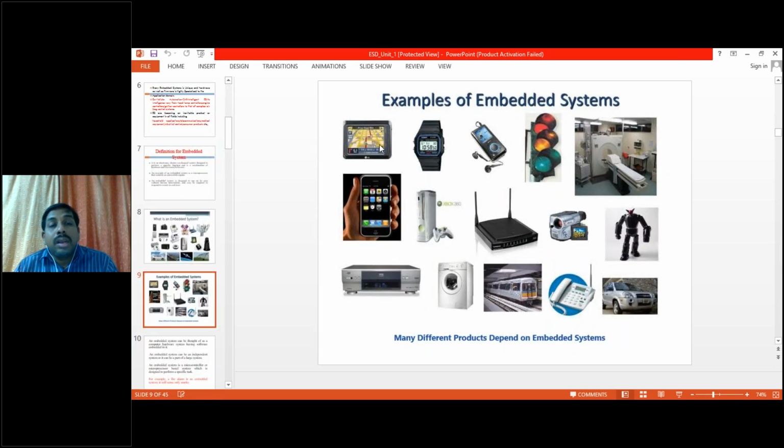This is the pager or electronic video games, or this is a smartwatch. This is a traffic light controller. This is an ECG, electrocardiogram. This is a digital camera. This is metro rail. This is a washing machine, DVD players, smartphone. So there are many different products which depend on embedded systems logic.